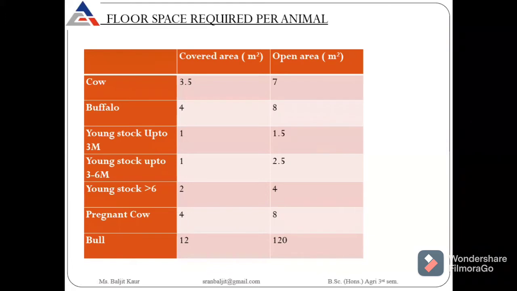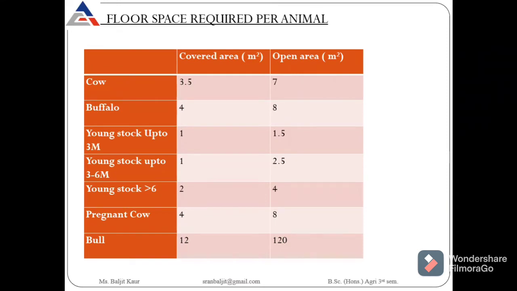So in this slide, you can see the space requirement by animals. So cow requires 3.5 square meter covered area, and it also requires some open area, that is 7 square meter. Buffaloes require 4 square meter covered area, and an open area of 8 square meter. And the pregnant cows also require the same areas as the buffalo, right?